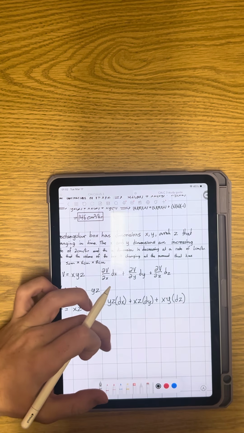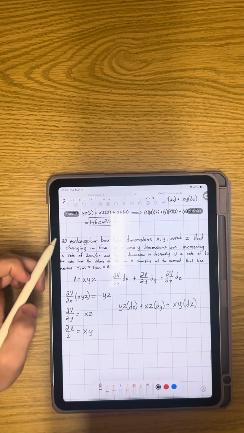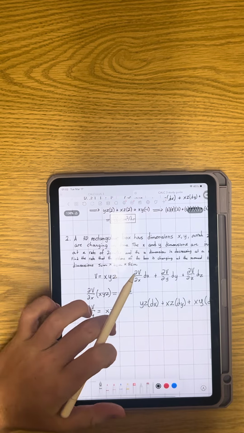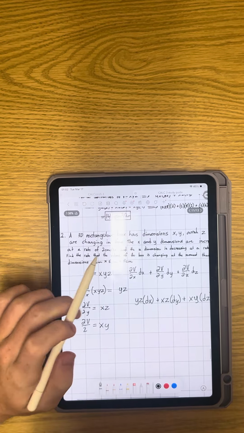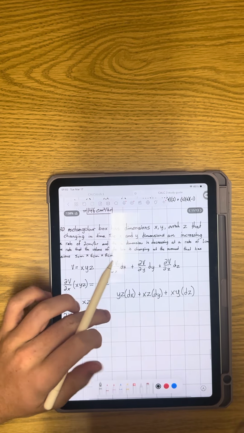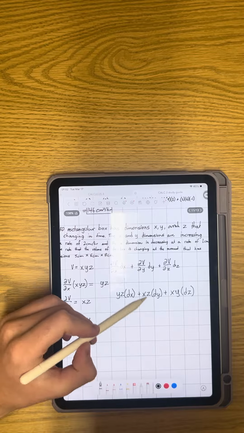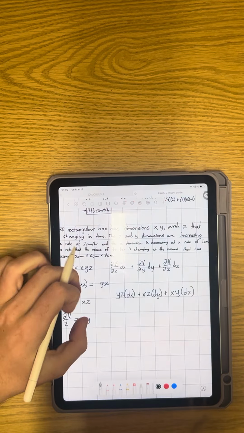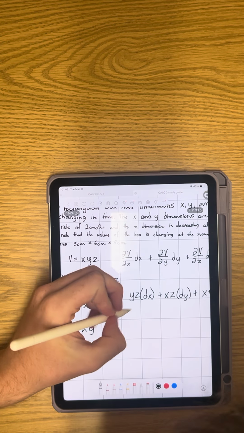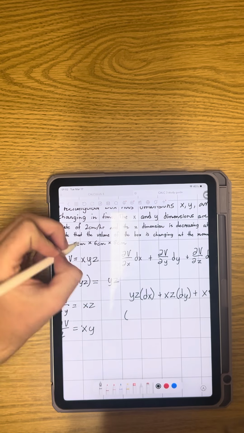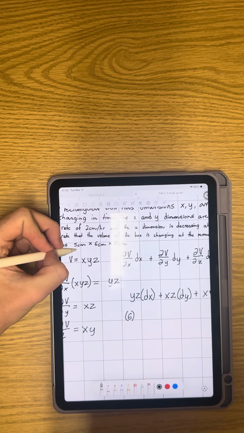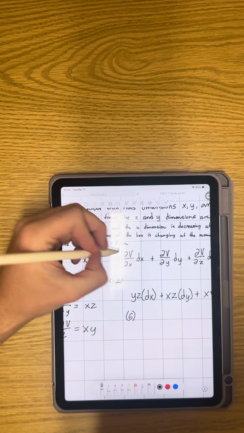From there, we can plug a couple things in, actually. So we do know the rates, and we are also told the final dimensions at this moment, which are 5 centimeters, 6 centimeters, and 8 centimeters. Those will actually be plugged directly into our x, y, and z values that we have here. And from there, you can solve. So let's plug those in.